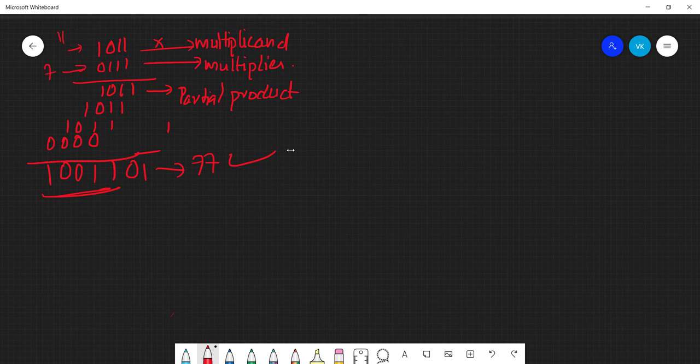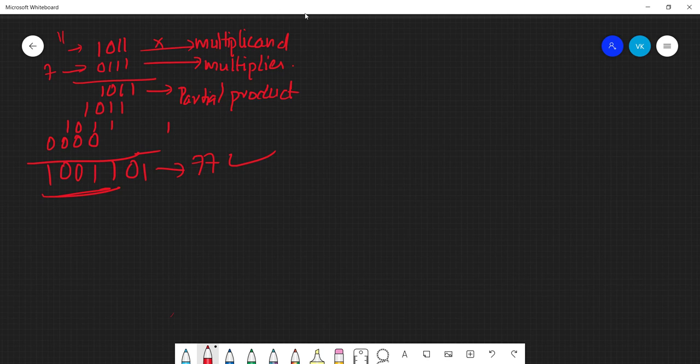Now one confusion which may come is when you are adding the partial products, if the remainder is more than 1, what happens? The same scenario can happen in decimal also, but you rarely encounter it where your remainder is more than 9. In binary this can come very often.